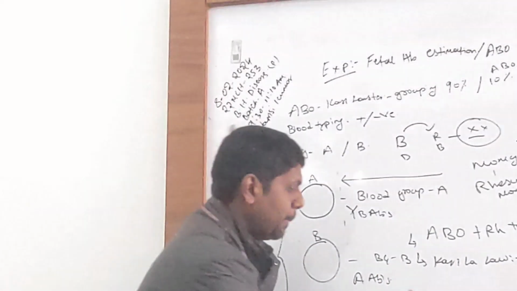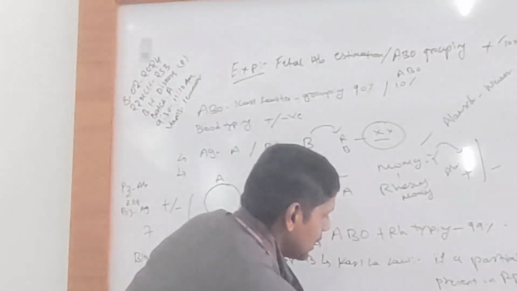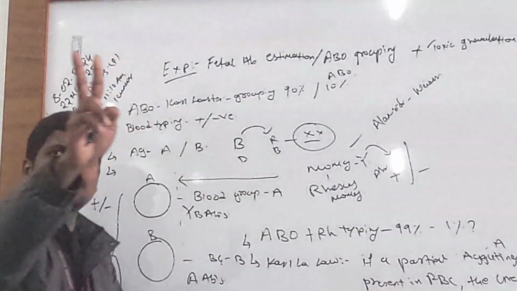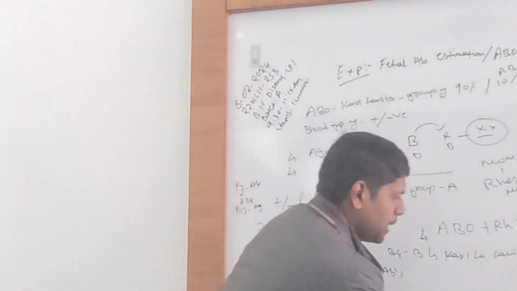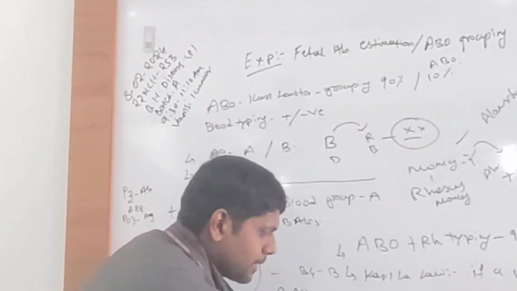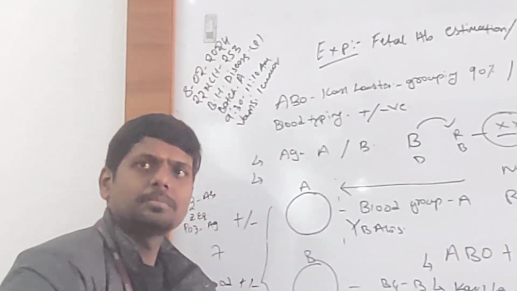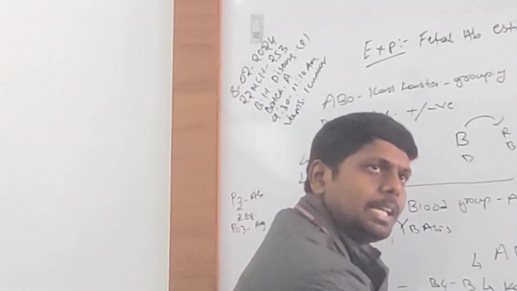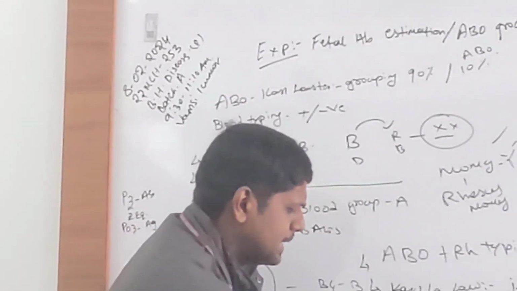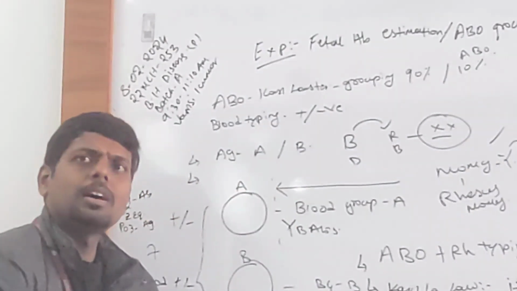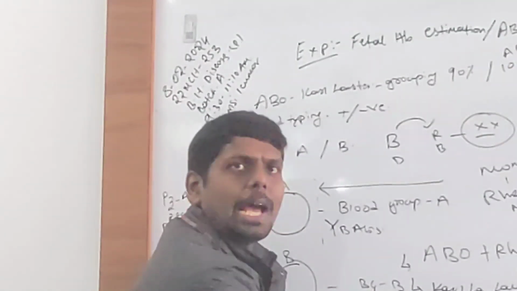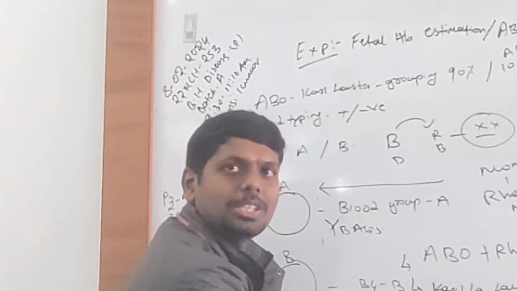Now, methods of grouping. There are two methods of grouping, reverse and forward. If we are detecting antigen on the surface of RBC by using the corresponding antibodies, A antibodies, I am using A antibodies to detect A antigen, right? Antibody-antigen reaction. Antibodies are specific to their antigens, right?